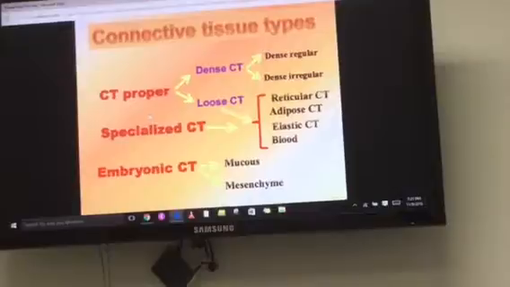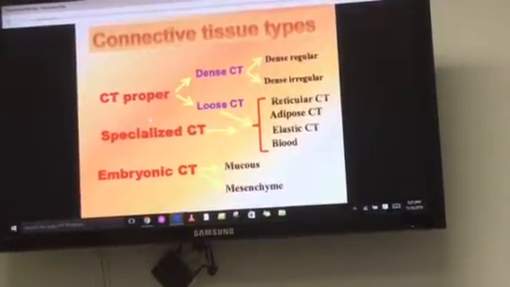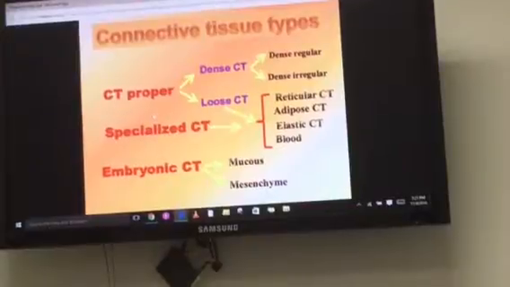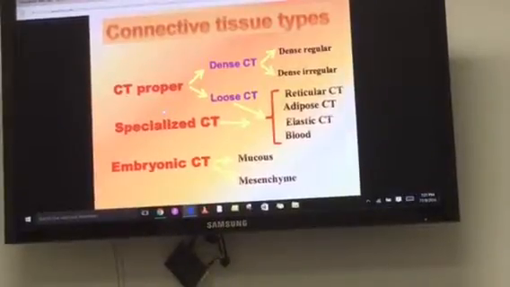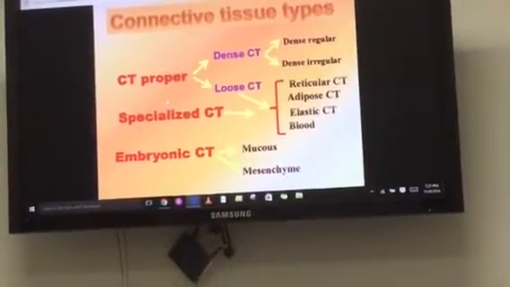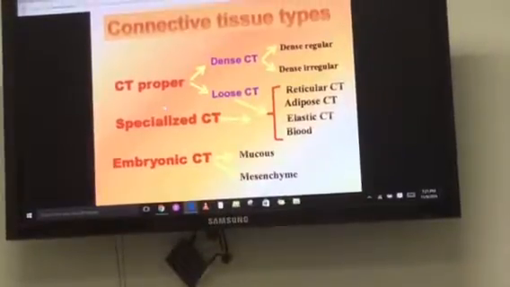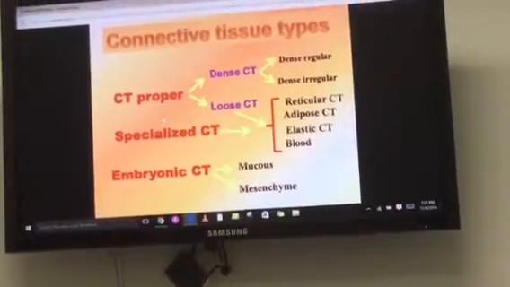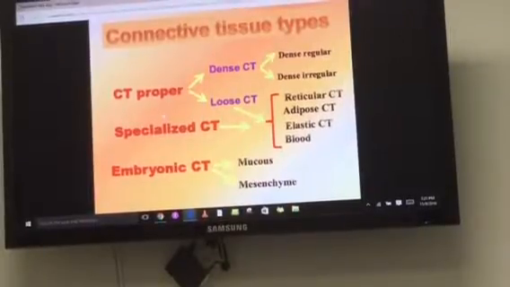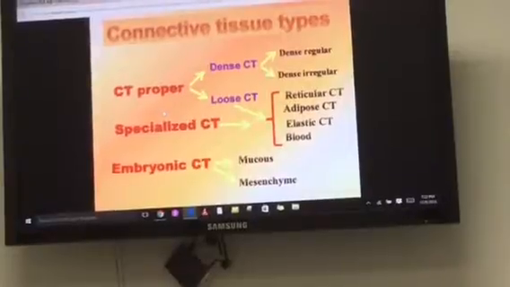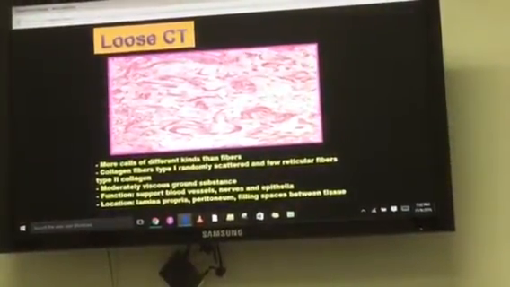So then we're going to go into the types of connective tissues. There's connective tissue proper, which breaks up into dense connective tissue and loose connective tissue. And then dense can be either dense regular or dense irregular. And loose connective tissue can be reticular, adipose, elastic, or blood. And then we have the specialized connective tissue, and I believe that can also be reticular, adipose, elastic, or blood. And then embryonic connective tissue is mucous and mesenchyme. And those are our loose connective tissue.